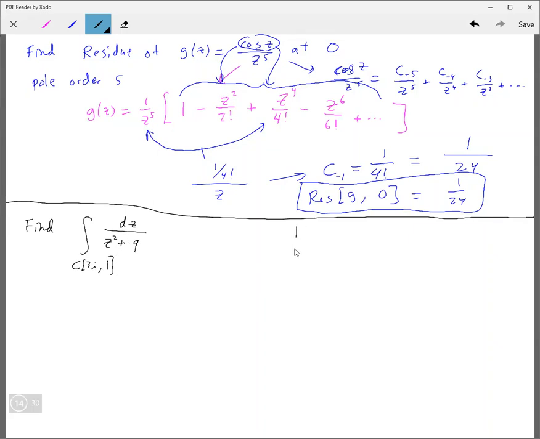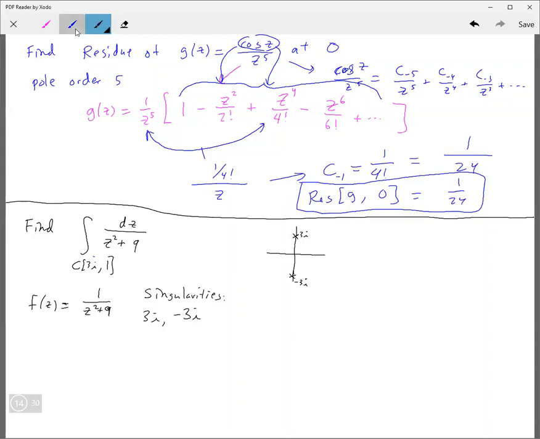Okay, so it's always a good idea, it can't hurt, to draw a graph of what's going on. So where are the singular points? You're looking at f of z equals 1 over z squared plus 9. What are the singularities? 3i and -3i, right? Because when you put 3i in, you get -1, and that gives you 0 in the denominator. Okay, so we have 3i, and we have -3i. Those are the singularities.